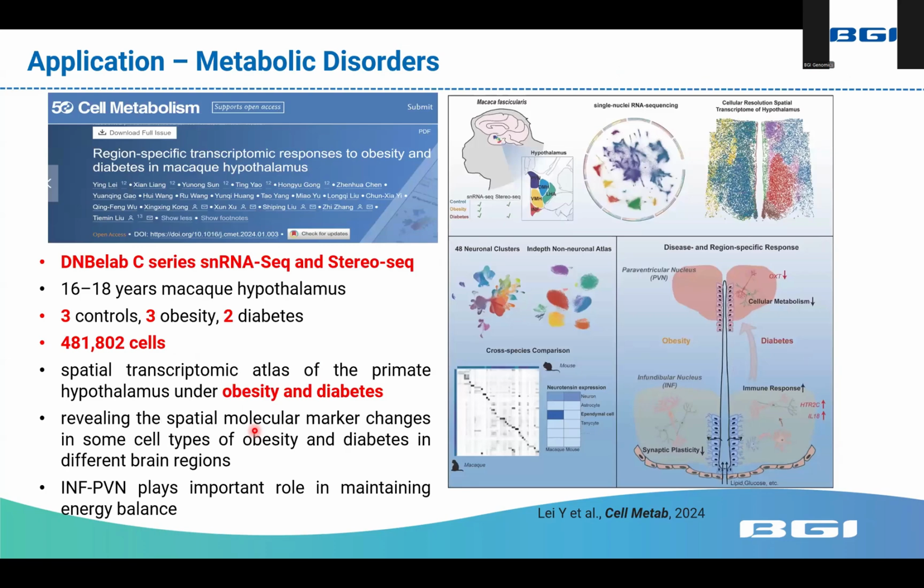The next study is an application in metabolic disorders. Researchers combined single-cell RNA-Seq and Stereo-seq, somewhat like the former one. They used the hypothalamus of 16 to 18 year old macaques, and the samples they set were 3 controls, 3 obesity and 3 diabetes. In total, they got nearly 500,000 cells. This study draws the spatial transcriptome atlas of the hypothalamus under obesity and diabetes. And this study also revealed the important role of INF and PVN in maintaining energy balance.